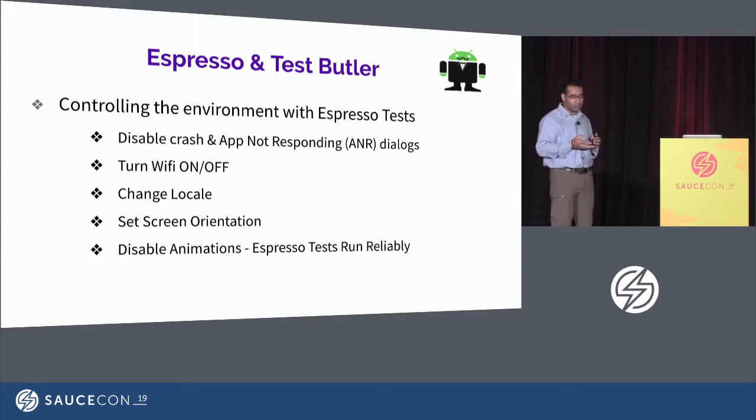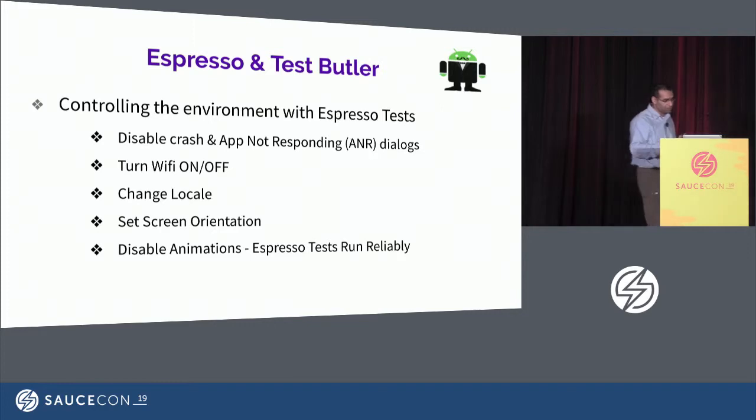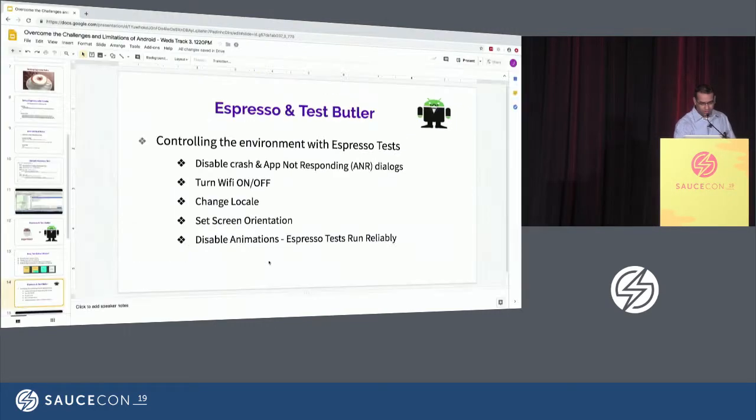In my experiment, I want to run a network test. Basically, I want to toggle the Wi-Fi on and off, and I want my application to run more seamlessly. So that's what I experimented with using Test Butler and Espresso. I'm going to show you a video on this.